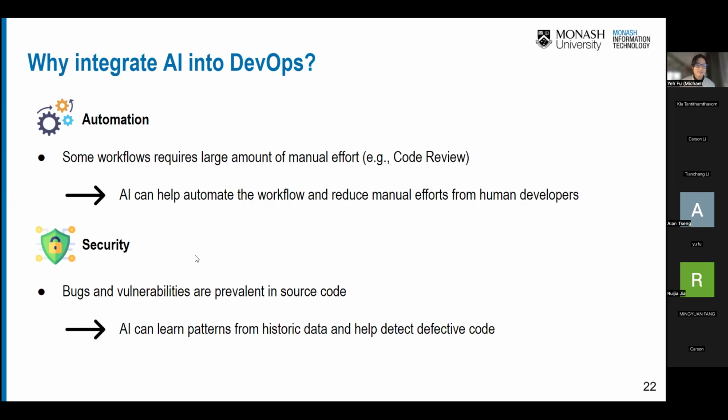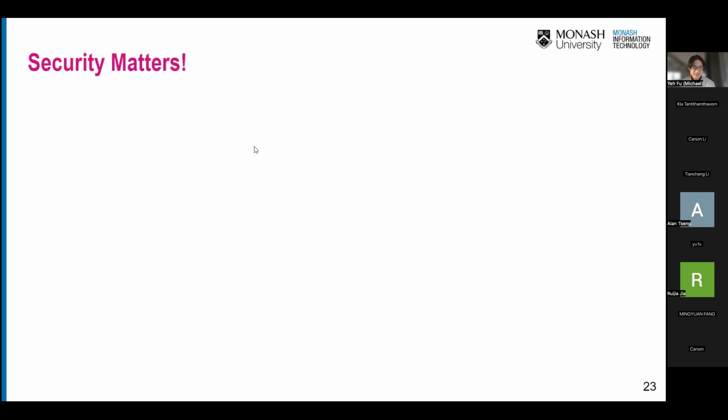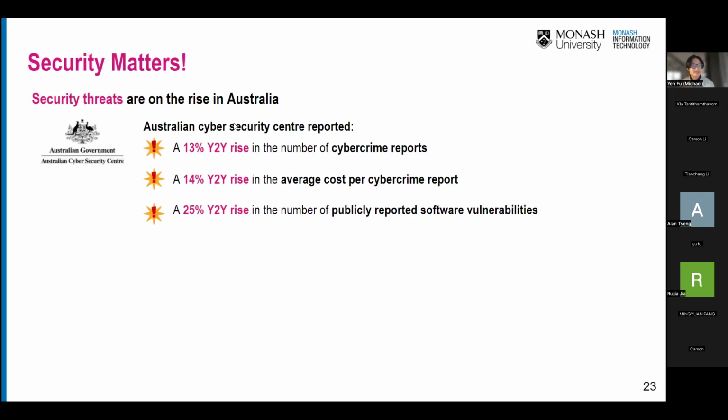Bugs and vulnerabilities are prevalent in source code, and AI can actually learn the buggy or vulnerable patterns from historic data and help detect defective code in a large code base. And security really matters, because we can see that security threats are on the rise in Australia as well as around the world.